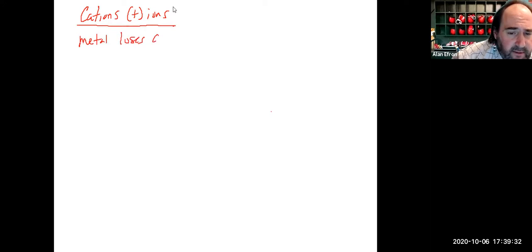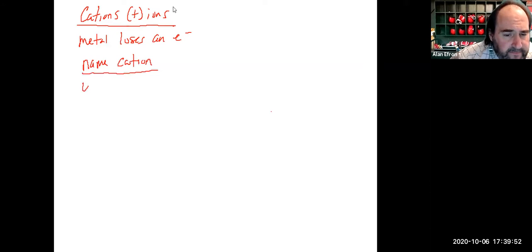Let's talk about our cations first. So cations, as we've talked about in previous chapters as well, are positive ions. They are a result of a metal that loses an electron. So when a metal loses an electron, obviously it becomes positively charged, and that is what is known as a cation. When we name cations, if you just have the ion by itself, we pretty much just use the whole name of the metal.